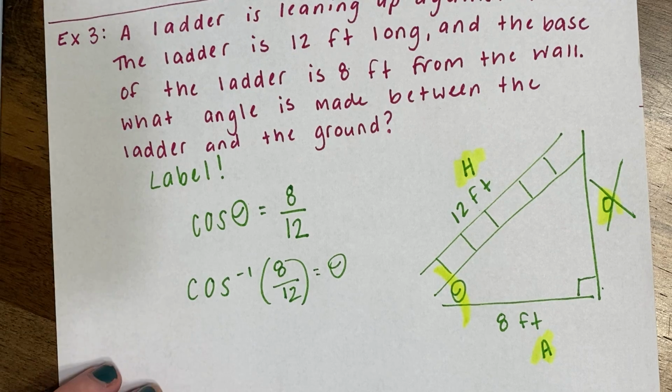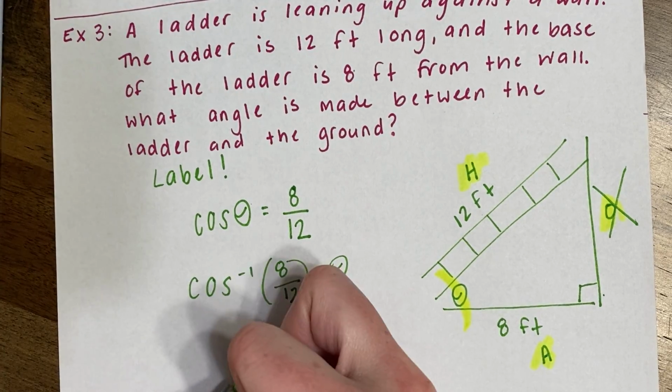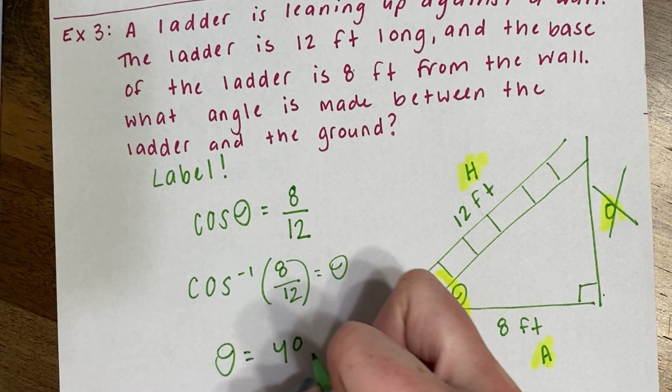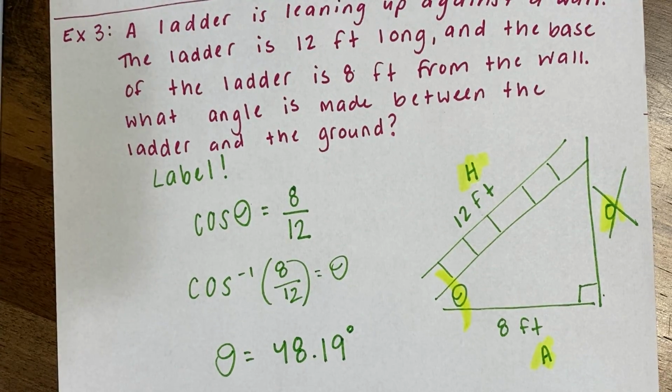So this is just a one-step, type it in your calculator. Remember, you have to type in inverse cosine. You'll see the -1 pop up. 8 divided by 12, and that gives me an angle of 48.19 degrees.